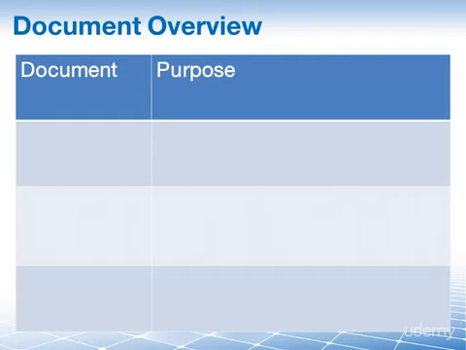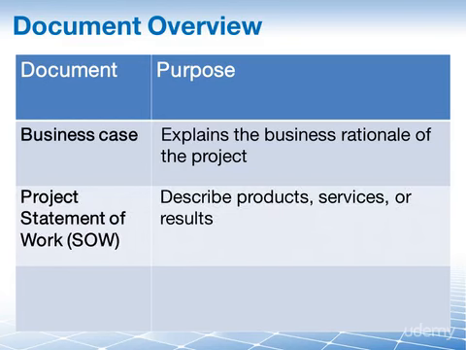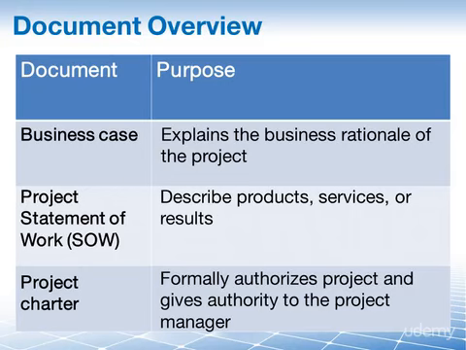We begin with a brief overview of the purpose of each document. First, we have the business case. The business case provides the business justification for the project in terms of what the organization will invest for the project and what will be achieved from this investment. The project statement of work, or SOW, on the other hand, is a description of the products, services, or results that the project is supposed to provide. Lastly, the project charter, or just charter, is issued by the project initiator or sponsor. It formally authorizes the existence of a project. It also provides the project manager, you and me, with the authority to apply organizational resources to project activities.